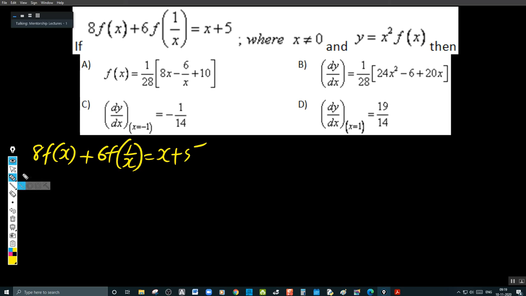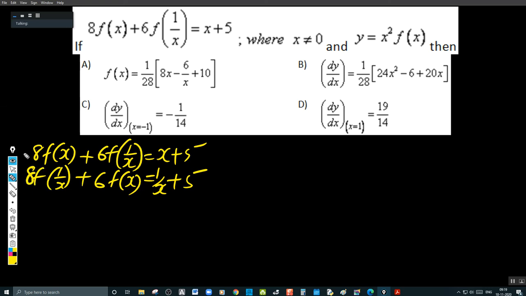Replace x with 1 by x. 8 into f of 1 by x plus 6 into f of x is equal to 1 by x plus 5. Solve it, please.